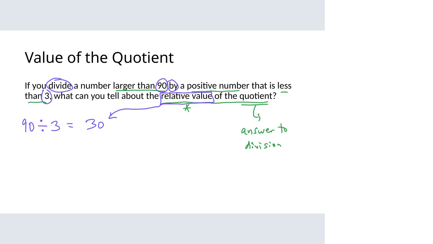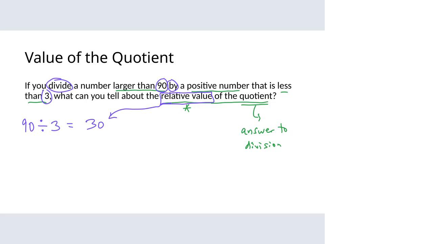And so my question to you is this. If we divide a number larger than 90 by a positive number that is less than 3, what do we know for sure about the answer we're going to get? You might not have an answer yet, and that's okay. We're going to talk through it. If you do have an answer, that's awesome. But compared to 30, what can you tell me about the answer we're going to get if we divide a number larger than 90 by a number that's less than 3? How's that going to compare to 30?